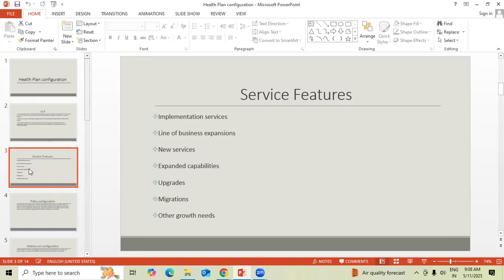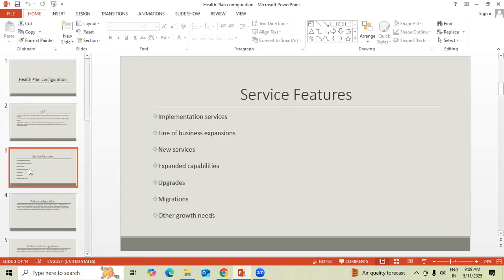At the same time, whatever the capabilities that are to be expanded, which are expanded capabilities in context to the quality care that we are providing to the patients, and the case management capabilities that we need to address here.